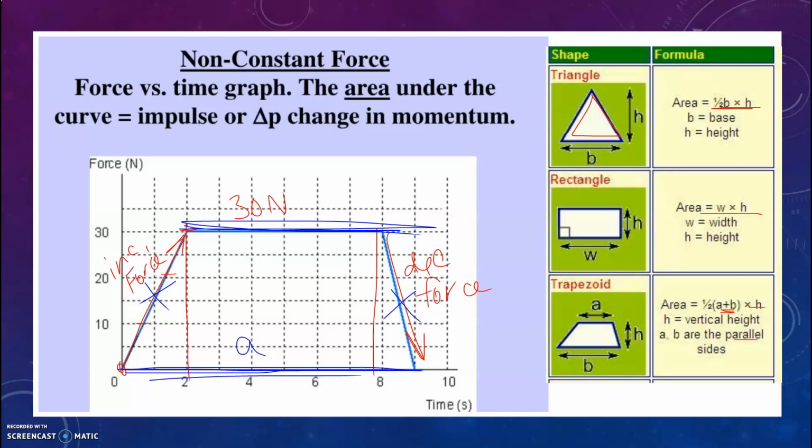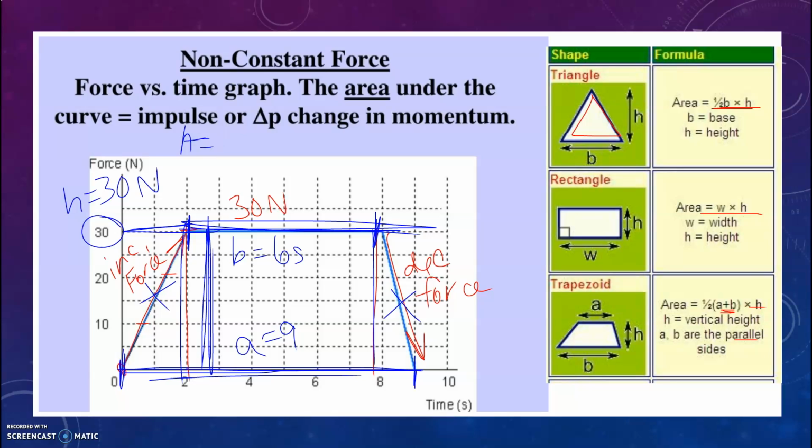So if we consider this bottom line to be A, it goes from 0 to 9 seconds. So A is 9. B is from this 2 second to 8 second mark. So 8 minus 2, this is 6 seconds. And then we have our height. Our height is the tallest line, our greatest amount of force, the maximum amount of force, the highest horizontal line. So this, of course, would be the 30 newtons of force. So our height is 30 newtons.